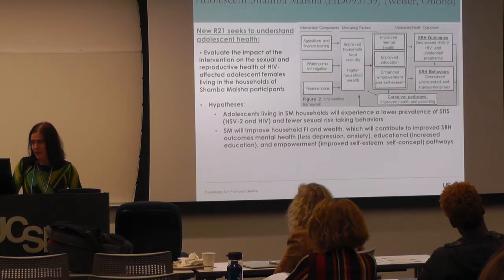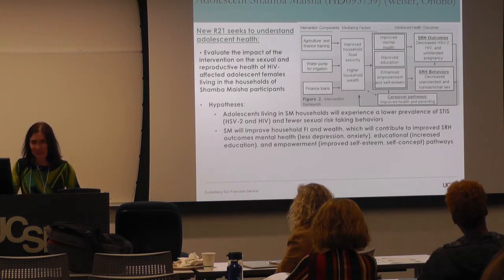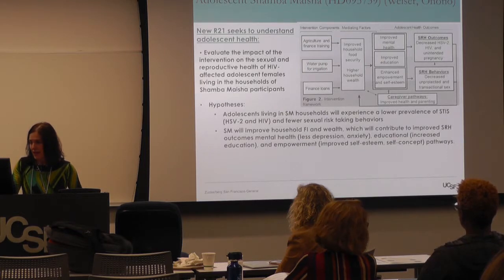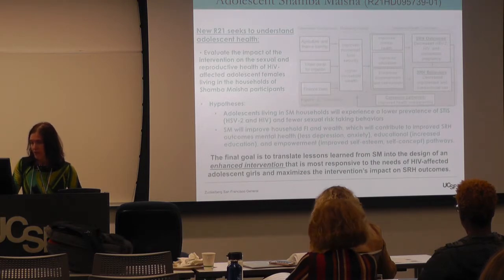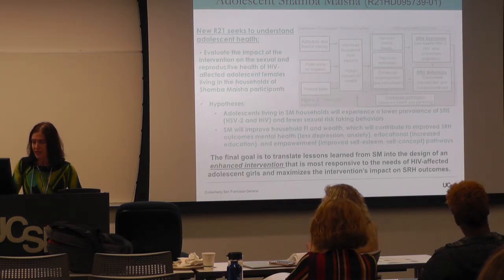So we were recently funded on a study to look at the impact of this intervention on the sexual and reproductive health of HIV-affected adolescent females in the households, and Tor and Margarita here are co-investigators on this. And the pathways that we're looking at include both caregiver pathways of improved health and parenting, as well as adolescent-specific pathways of improved mental health, educational attainment, and empowerment. And the goal of this particular grant will be to translate the lessons learned into the design of an enhanced intervention that's most responsive to the needs of HIV-affected adolescent girls.